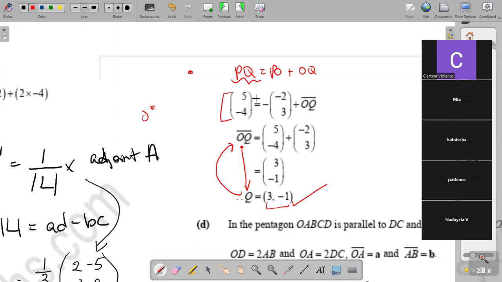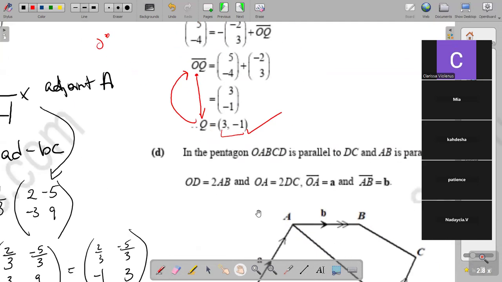Displacement is a movement. 1, 5 to the right, 4 down. See the difference? All right, let's keep it moving. So just say that we finish that.